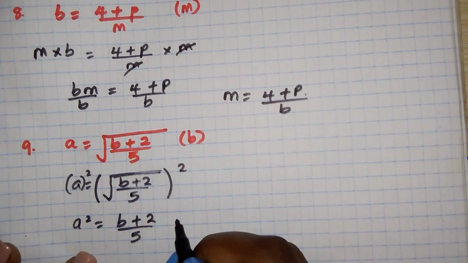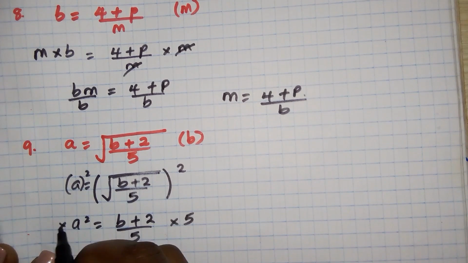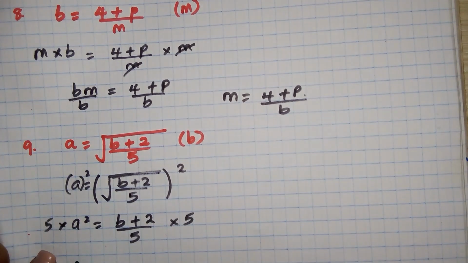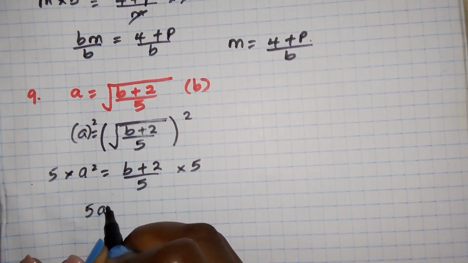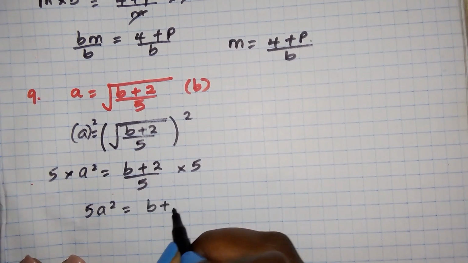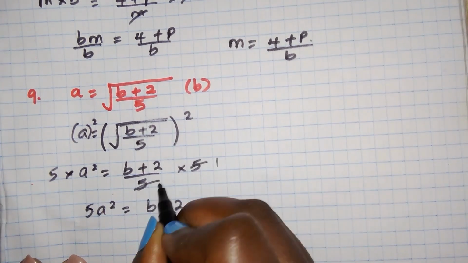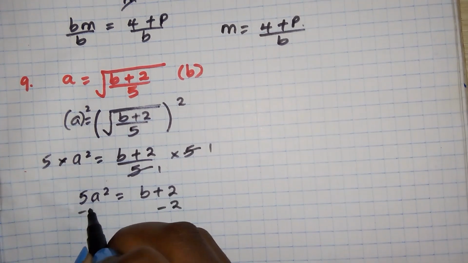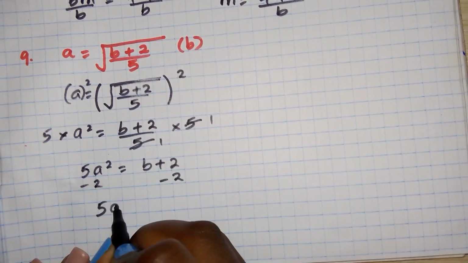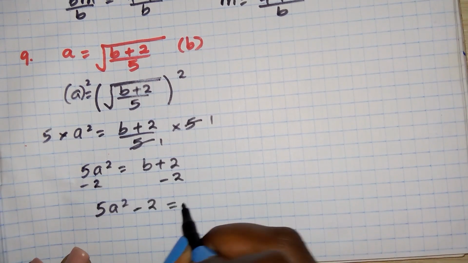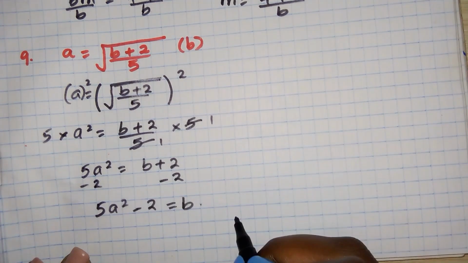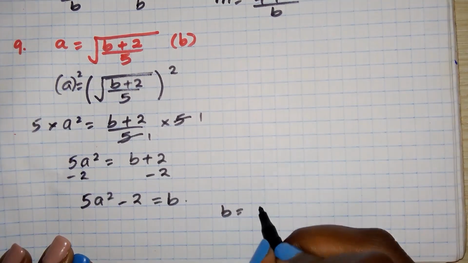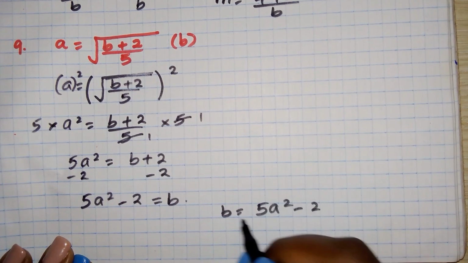Get rid of the 5 by doing times 5 on both sides. Times 5. So 5a squared equals to b plus 2. 5 divided by 5 is 1. Get rid of the 2, minus 2 on both sides. 5a squared minus 2 equals to b. And that's your answer. B equals to 5a squared minus 2.